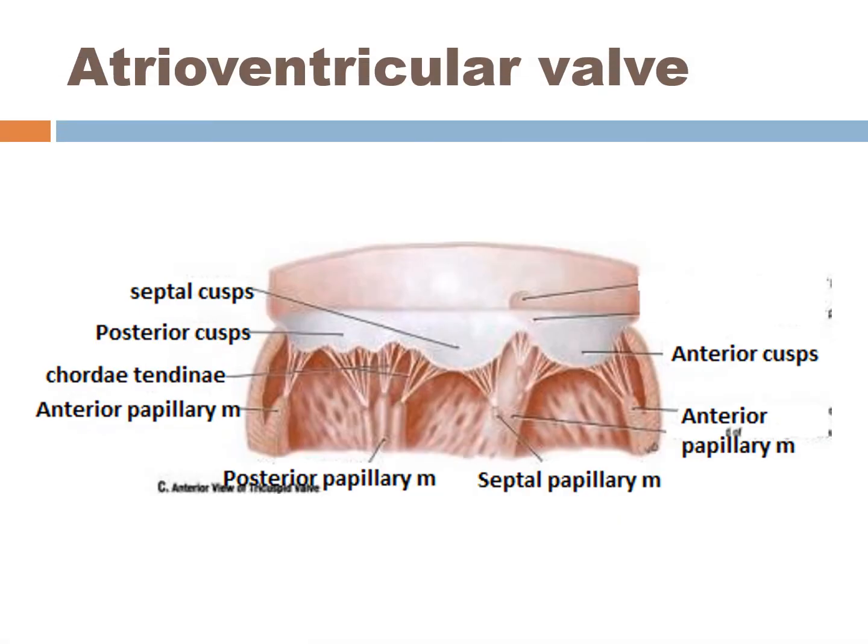Atrioventricular valve. First there is the atrioventricular valve. Here you can see the detailed parts of this atrioventricular valve. This one is the septal cusp, this one is the posterior cusp, and this is the anterior cusp. This is the anterior papillary muscle, this one is the septal papillary muscle, and this one is the posterior papillary muscle, attached to the cusps by the chorda tendinae. This part is the chorda tendinae, and these are the cusps.